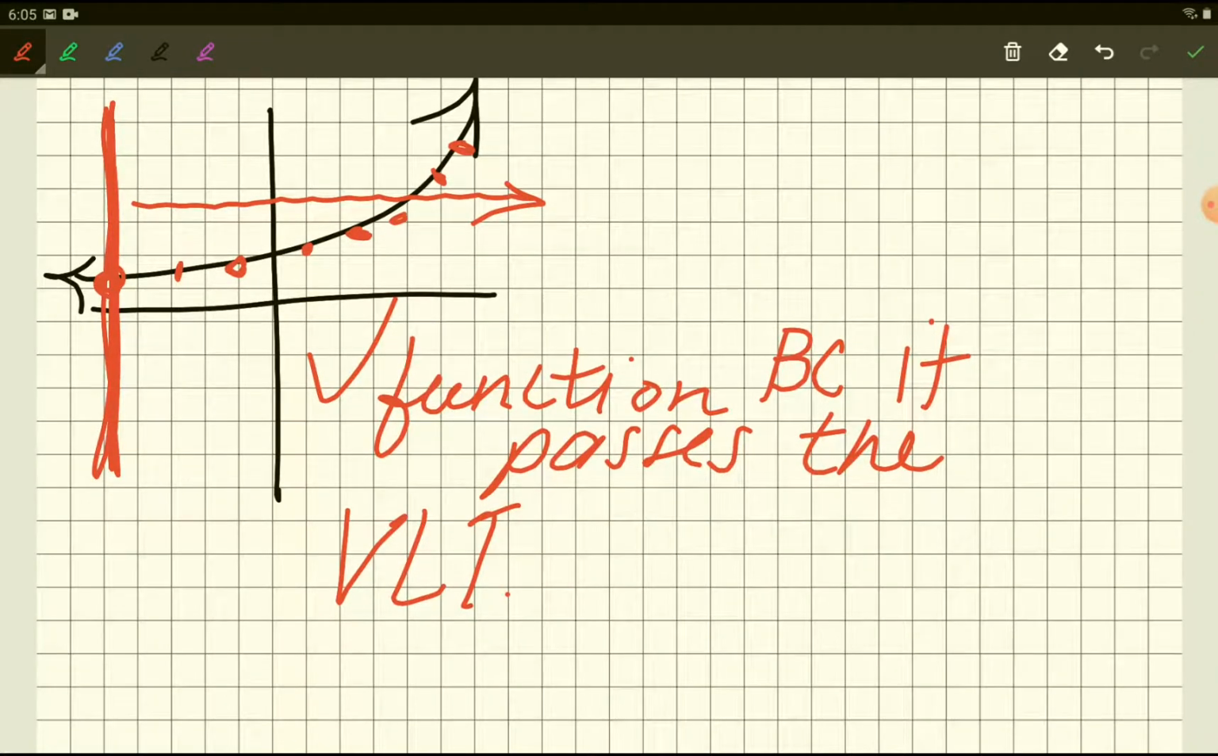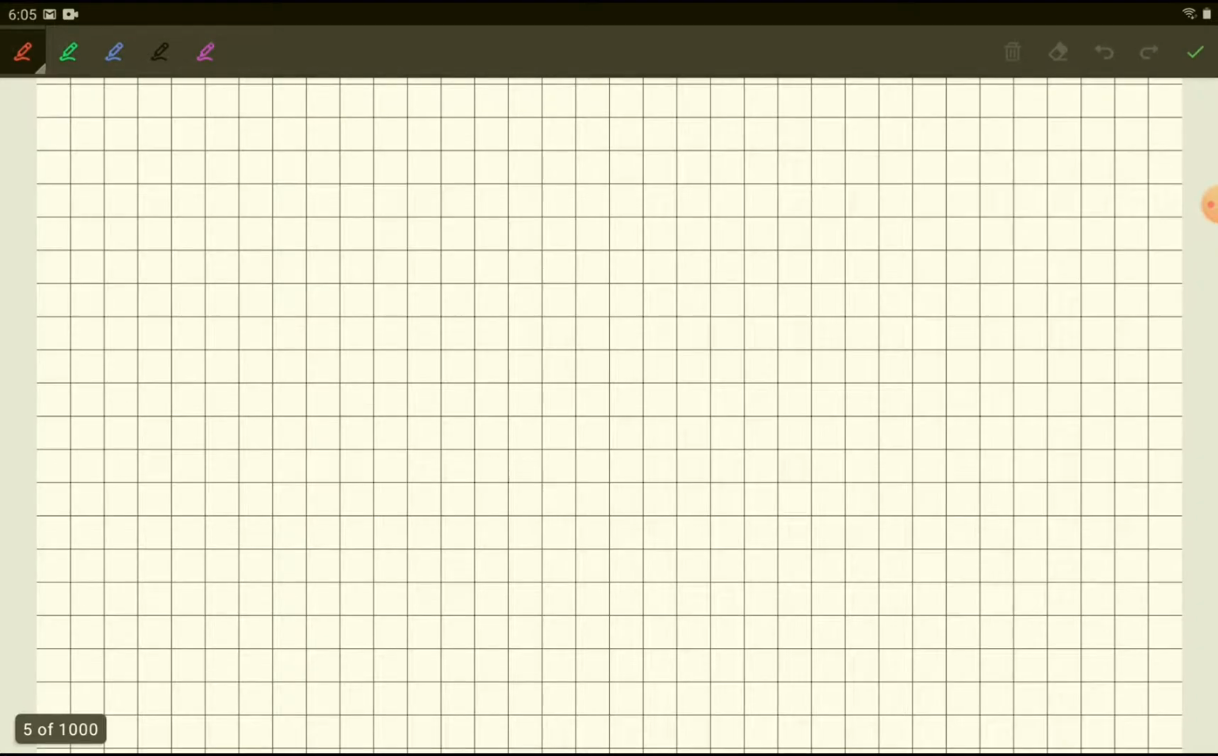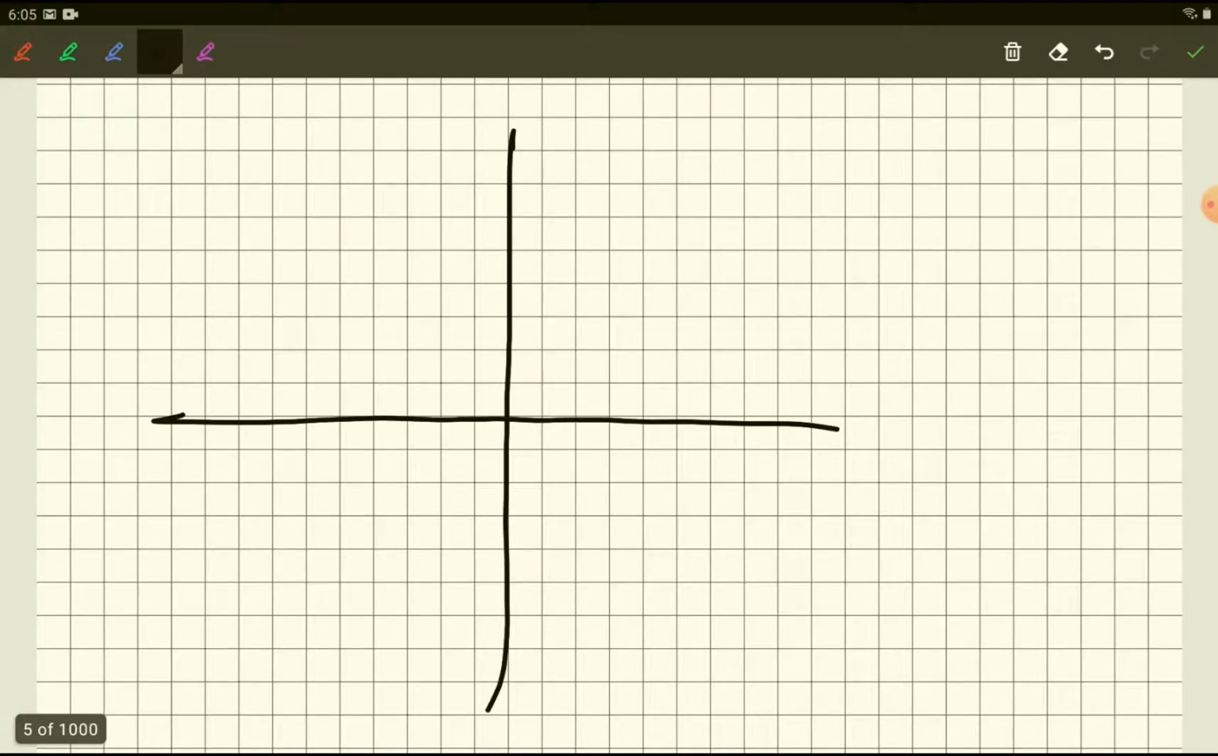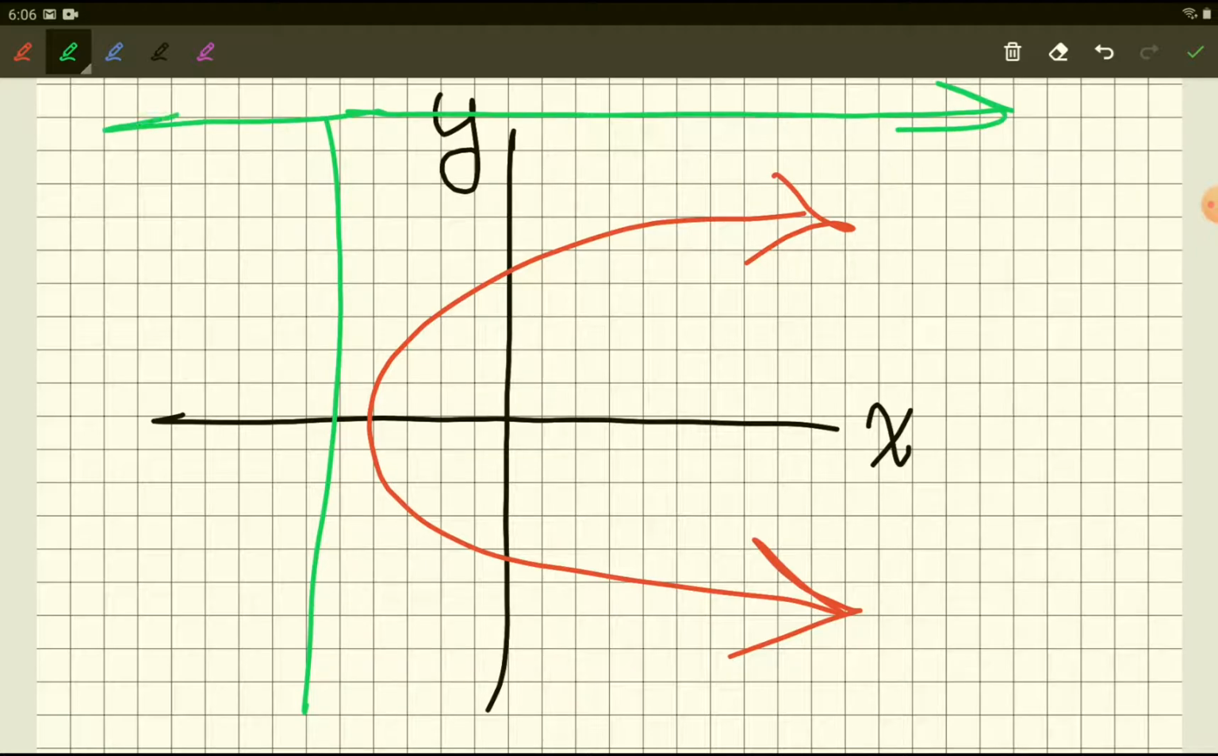Okay, but now let me give you a counter example. Say this is my coordinate plane, that's X, that's Y, and my graph looks like this. It's like a sideways parabola. Let's take the vertical line test. That's your vertical line. It's going to scan the entire graph, kind of like a barcode. So right here, it passes.